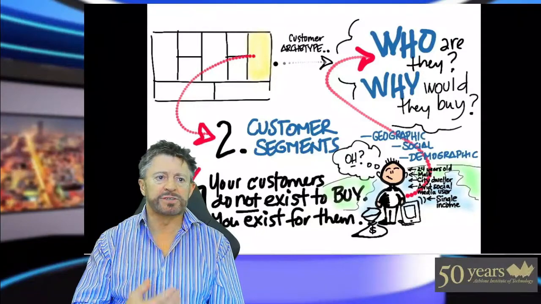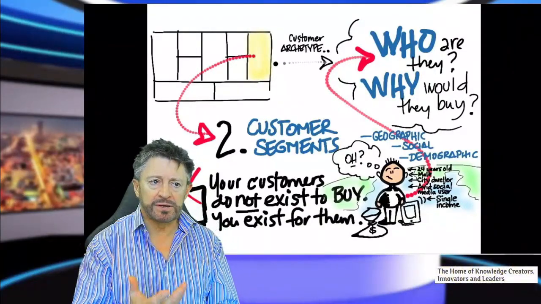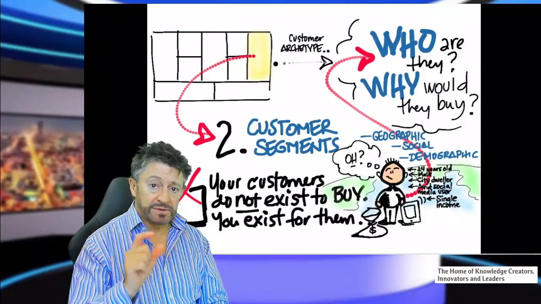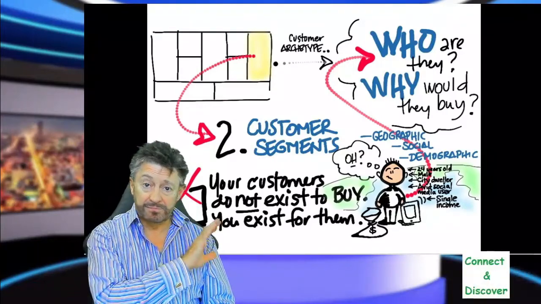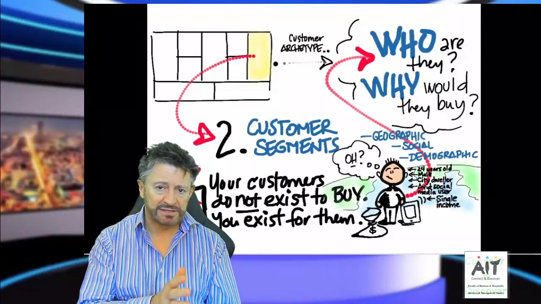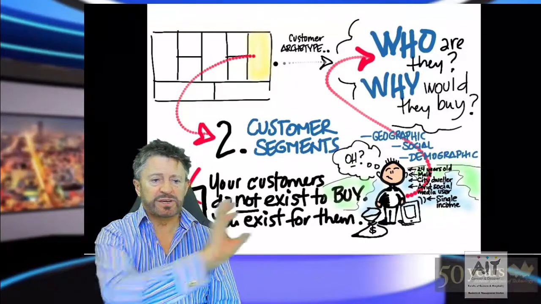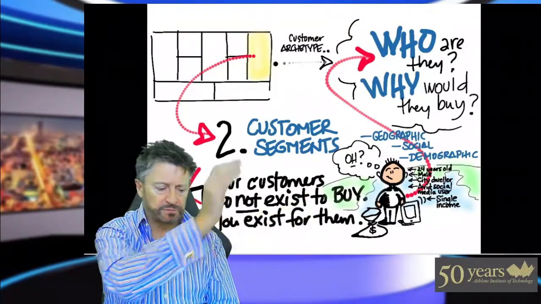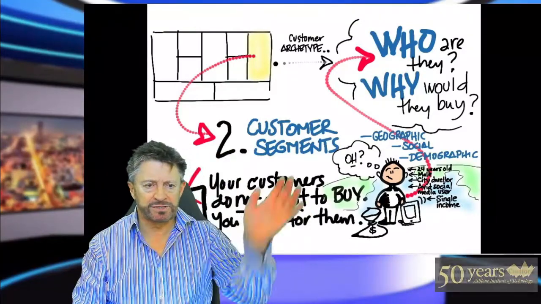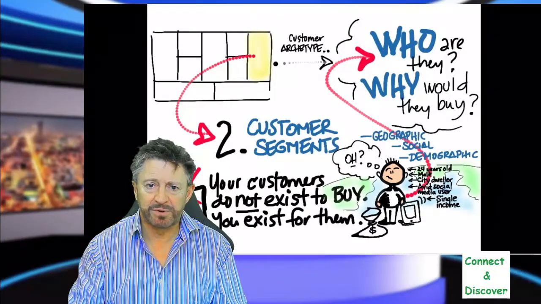So look at our different segments. Your customers do not exist to buy; you exist for them. That's critical. Back in the 50s, 60s, 70s, 80s, and into some of the 90s, companies made stuff and said, "Here, buy that. That's it." Put it on the shelves. So companies existed to serve themselves, and people bought products.